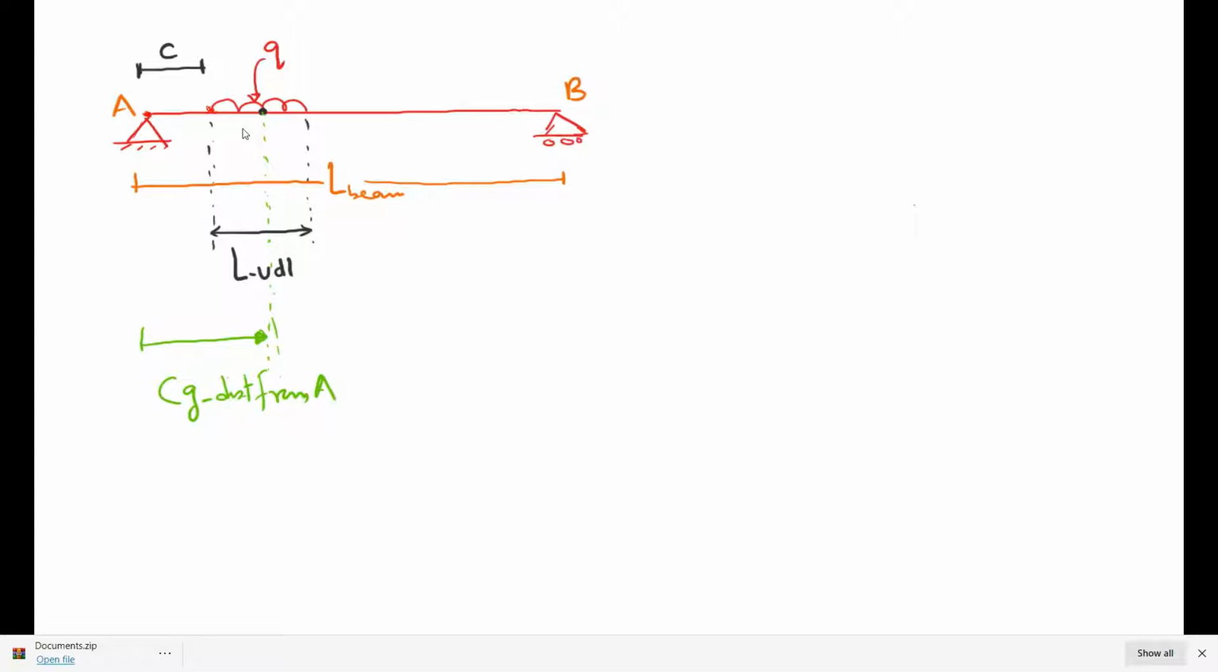So the distributed load has its CG here because the equivalent concentrated load would be acting at this position. So this distance would be equal to C plus this L of UDL by 2. So we can say that this CG distance is nothing but C plus L of UDL divided by 2. That is the distance of the CG.